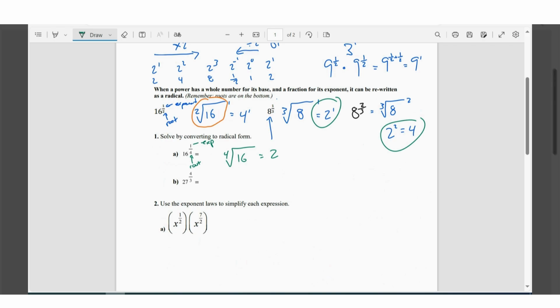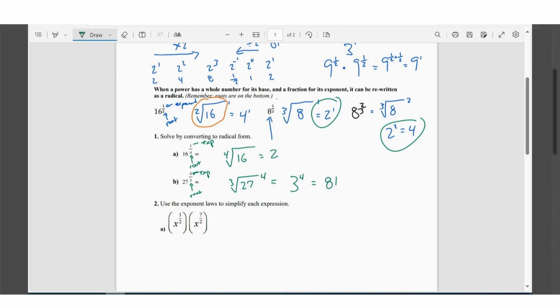And here again, the 3 is going to be our root. The 4 is going to be our exponent. So cube root of 27 to the power 4. The cube root of 27, not 24. What times itself 3 times gives us 27? That's 3, to the power 4. And 3 to the power 4 is 81.